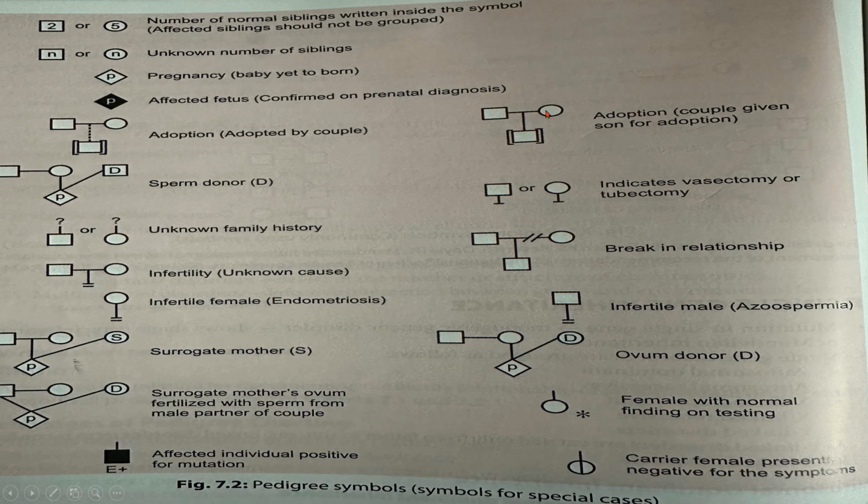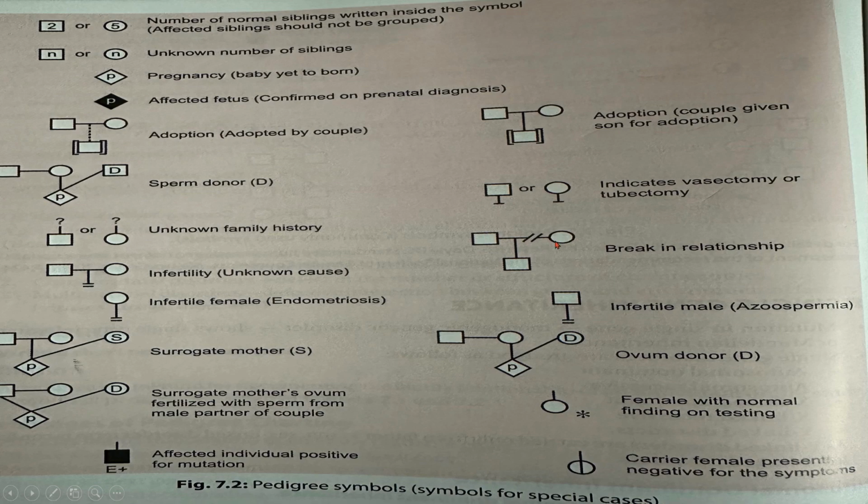See, the baby is born to them, that is why this is a descendant vertical line. But here the baby is being adopted, so it is a dotted line. Now you can see the sperm donor. See, this is a sperm donor, that's why male. And here you can see ovum donor. This horizontal cut in the descendant line indicates vasectomy or tubectomy. And here you can see the break in the relationship.